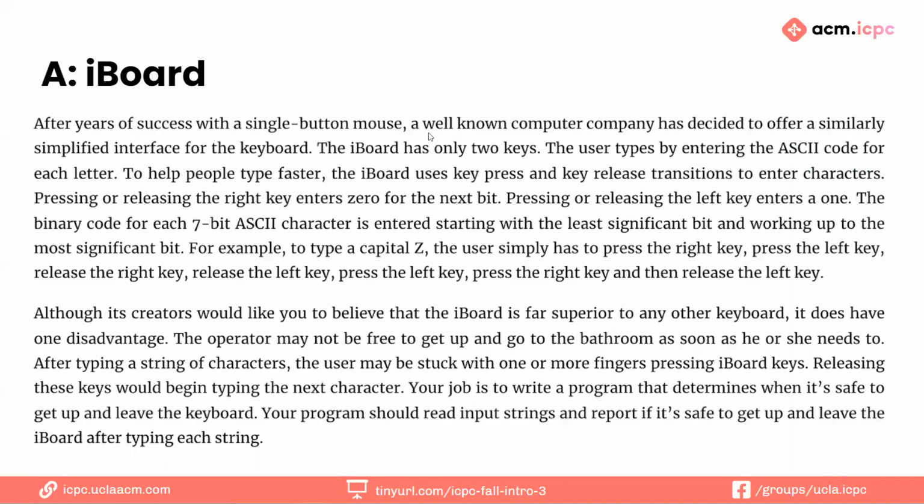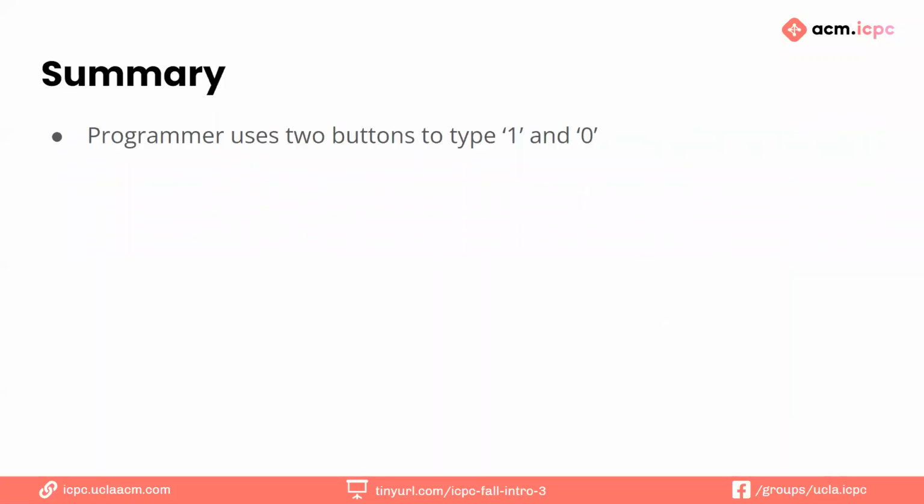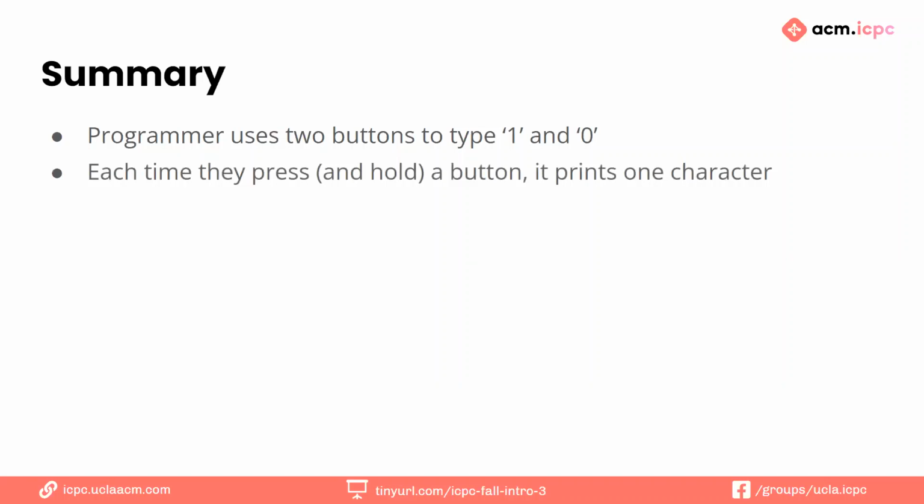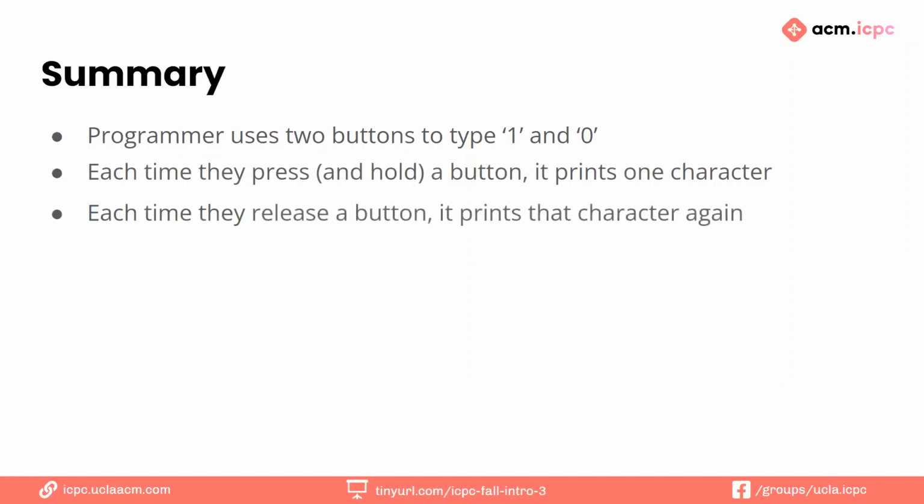Okay, so I hope everyone had a chance to read through the problem statement. So I'll give you a quick summary of the problem statement. Essentially, there is some board with 2 buttons to type 1 and 0. Every time you press one button, it prints one character. Every time you release that button, it prints that character again. So you have 2 buttons for 1 and 0, and they print each time you press and each time you release.